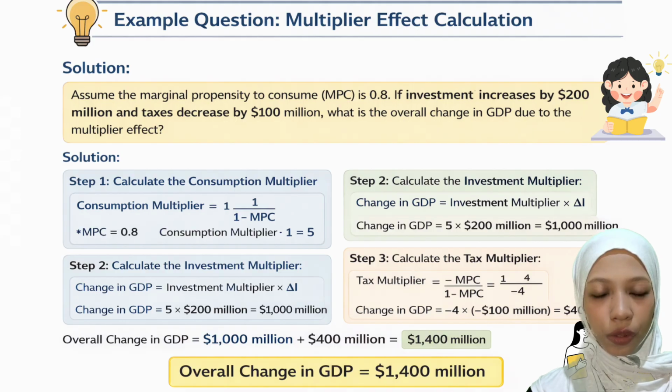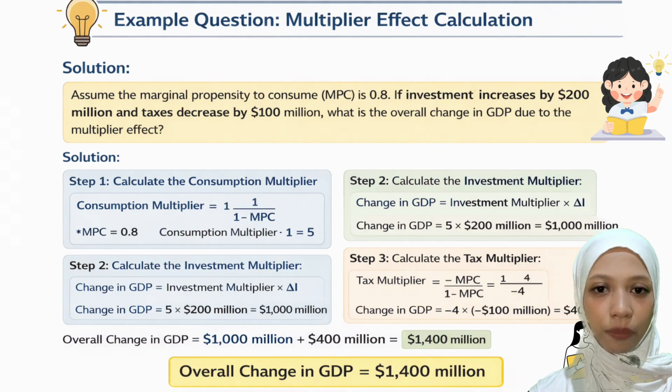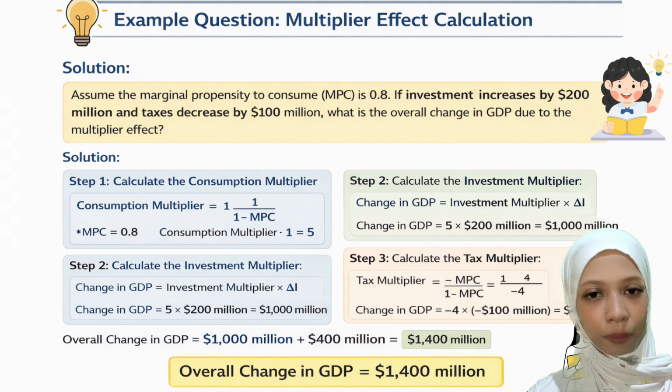Step 2 is to calculate the investment effect. The formula is change in GDP equals investment multiplier multiplied by delta I. Change in GDP equals 5 multiplied by $200 million, which equals $1,000 million.